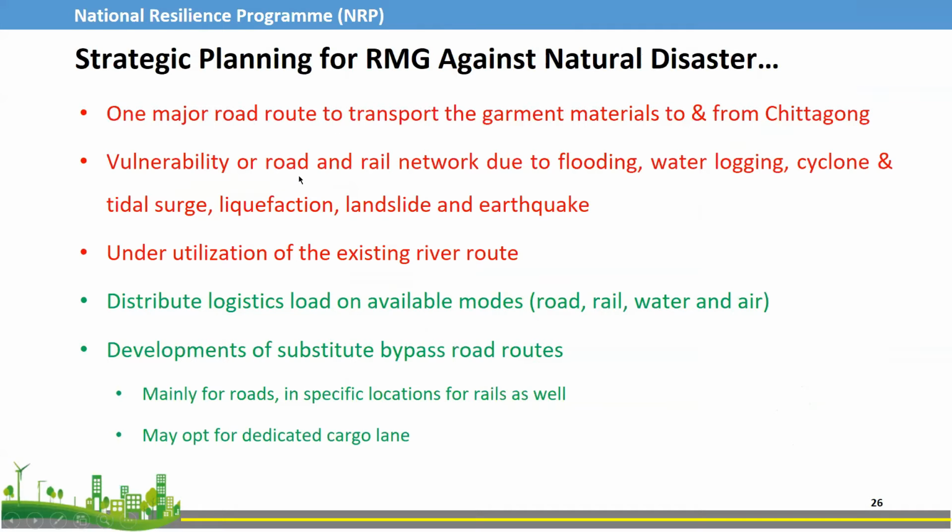Then the vulnerability of the road and rail network due to flooding, waterlogging, cyclone, tidal surge, liquefaction, landslide, and earthquake. And we identified the underutilization of the existing river routes. Some of the suggestions that will follow very soon are to distribute the logistics loads across available modes like road, railway, water, and air. All should be used. Development of suitable bypass road routes is also necessary, and if needed, we can also think about opting for dedicated cargo lanes for Dhaka.